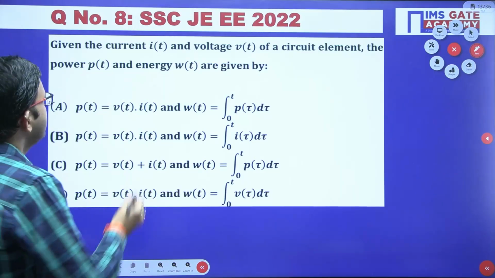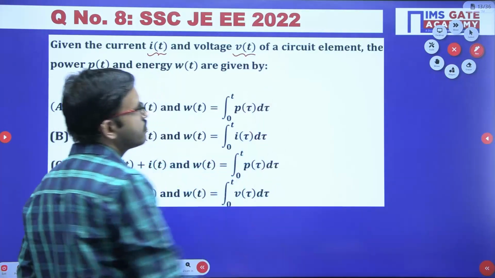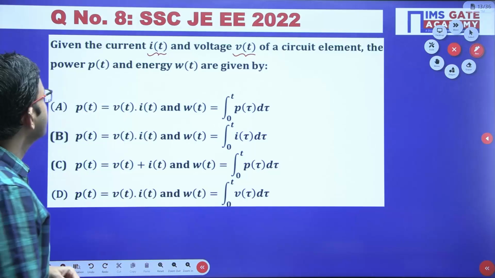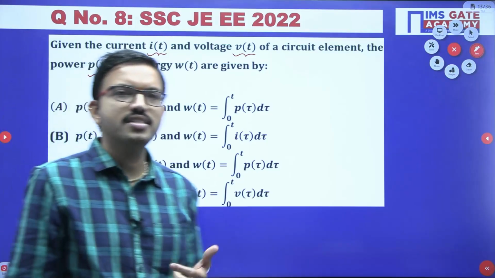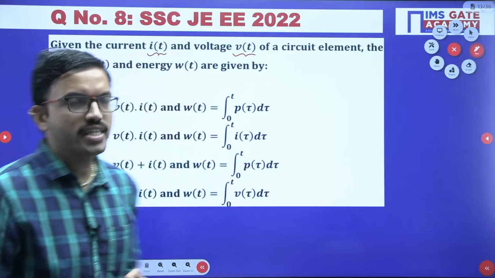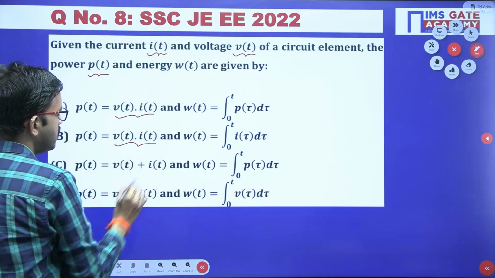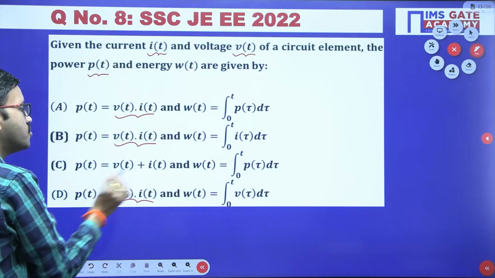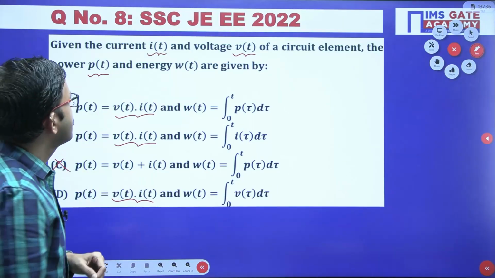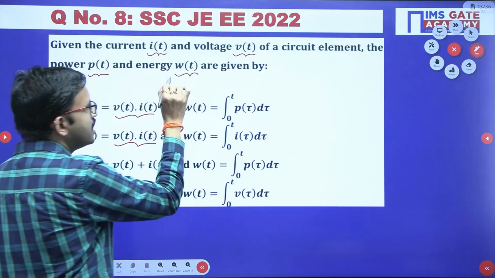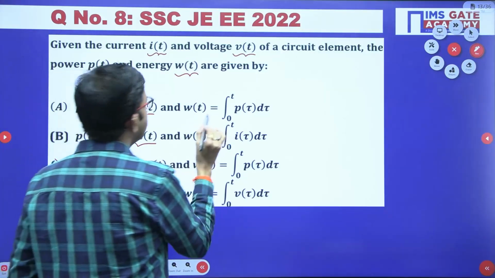Yes, you can observe here you are having the current expression I of t and the voltage expression V of t of a circuit element. Now the question is regarding the power P of t. So in general power formula is nothing but the product of voltage and current. Okay, voltage and current product. So like that you are having it in 3 choices. In one choice you are having plus, that option you can eliminate. Okay, now after that they are asking energy. Energy is nothing but integral of power. Okay, so that means here option A is the correct one.